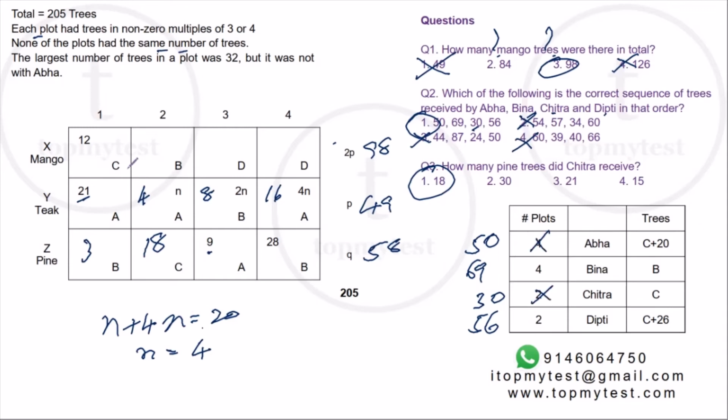Okay, let's look at B, Beena. Beena is 28 plus 8, 36 plus 3, 39. We need to reach 69. So this has to be 30. So Beena is taken care of.